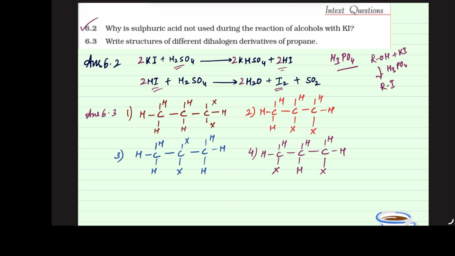If the reaction is carried out in the presence of sulphuric acid, then this hydrogen iodide which is formed during the reaction will be oxidized to iodine, and this hydrogen iodide will not be available for reaction with alcohol to form alkyl iodide. Therefore, sulphuric acid is not preferred in this reaction. Instead, phosphoric acid is preferred in the reaction.